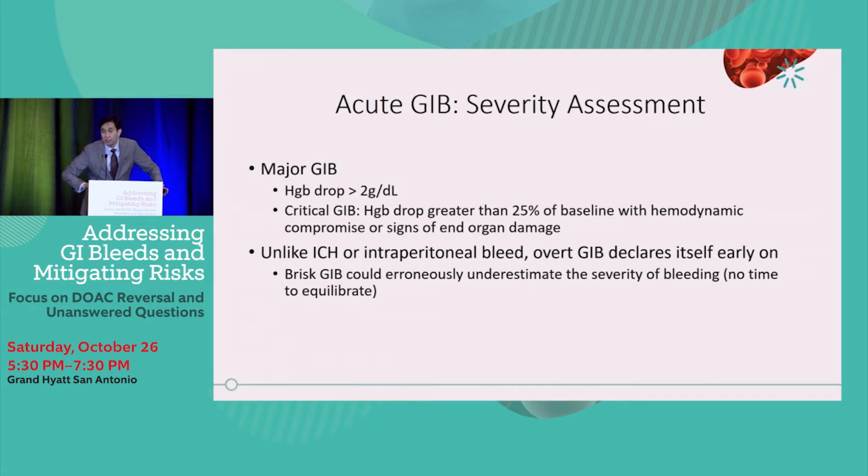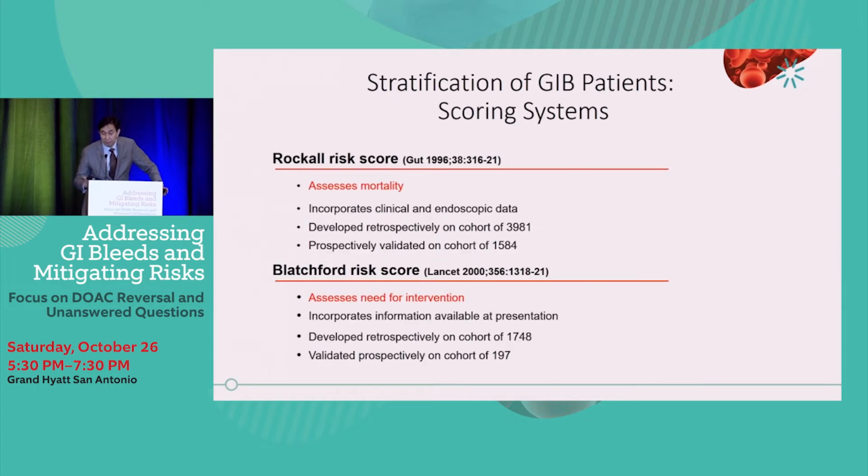Now, each type of life-threatening bleeding, whether it's intracranial hemorrhage or intraperitoneal bleeding, has its pros and cons in presentation. As you know, in our specialty, our bleeding declares itself very robustly and effervescently, so we get to find these things pretty quickly. But if they have brisk bleeding, sometimes there's a lack of time for equilibration. So when the ER, for example, or the patient upstairs checks the hemoglobin, it may be erroneously high, but that doesn't mean they are not actually critically ill at that point.